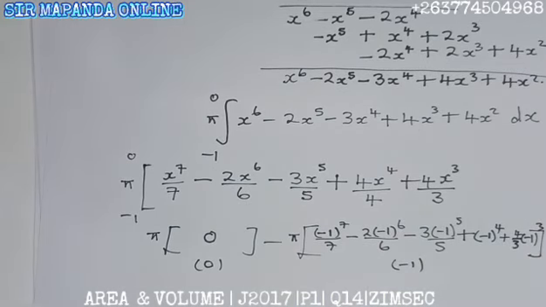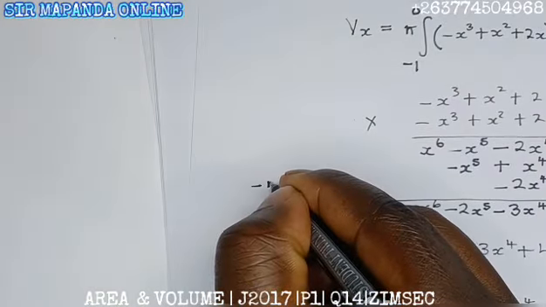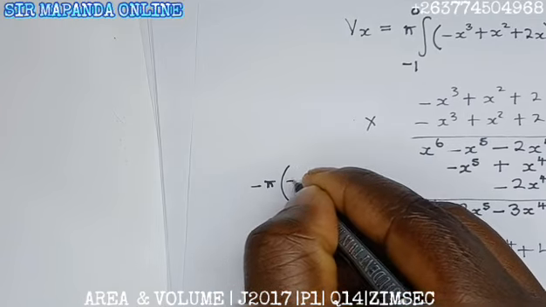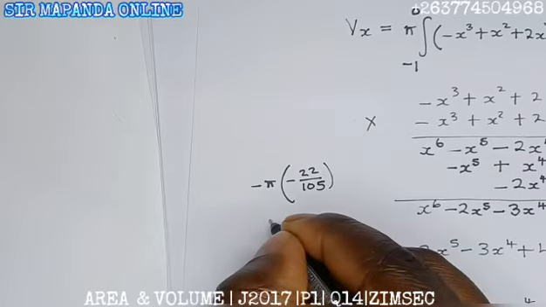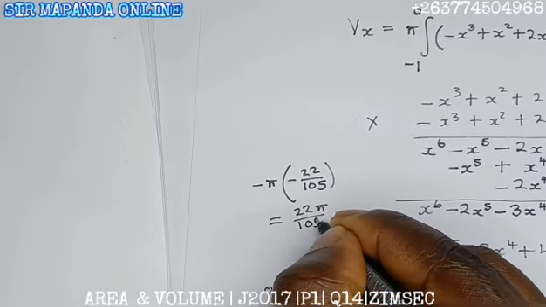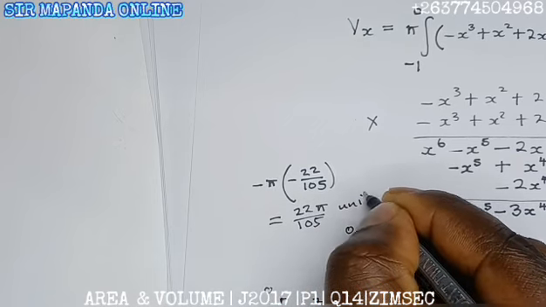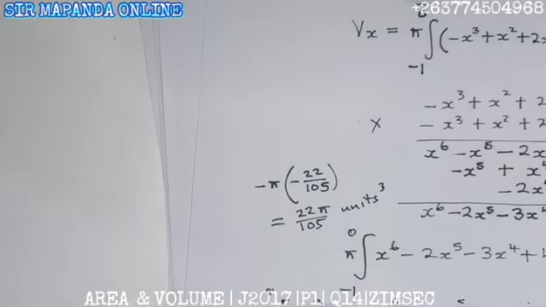So let us punch everything. Get minus 22 over 105. So remember, we have a negative pi outside. So you are saying negative pi times negative 22 over 105. Your answer is 22 pi over 105 cubic units. Then you are home and dry. I hope you are following class.